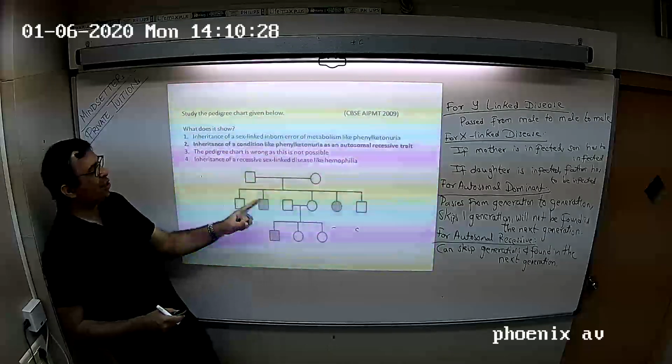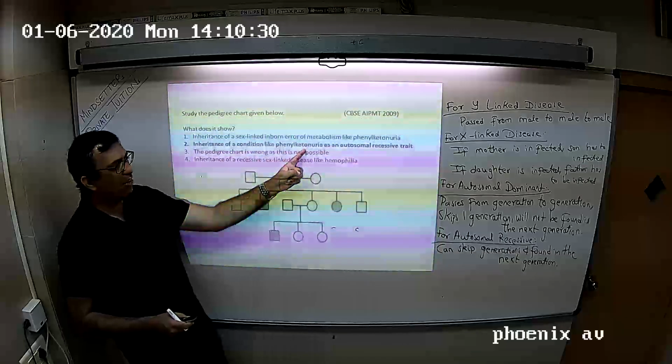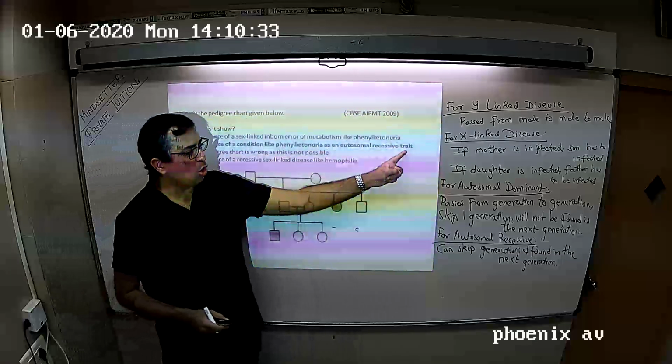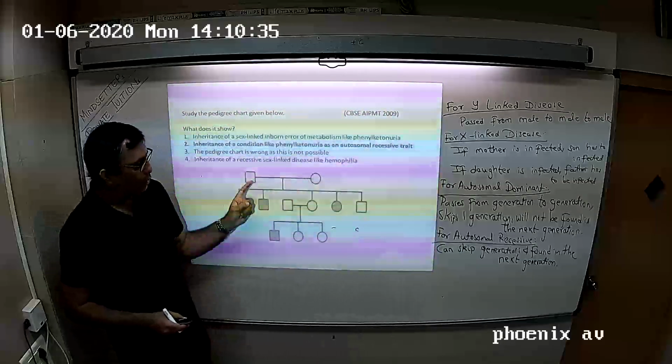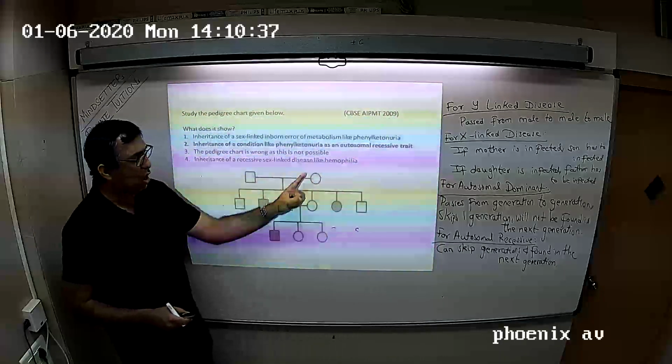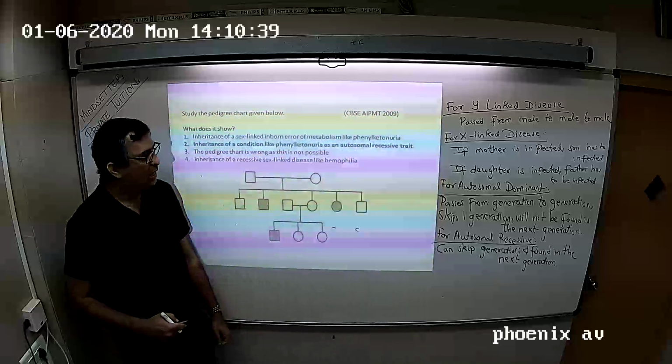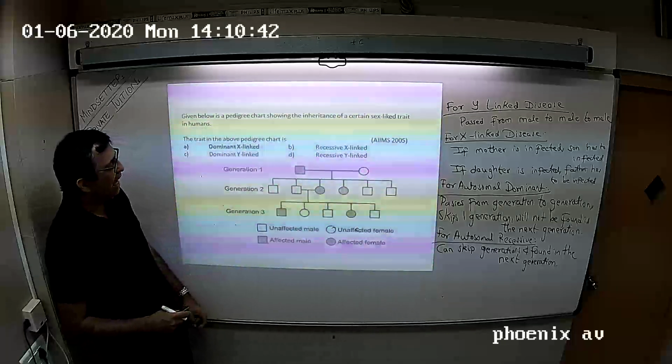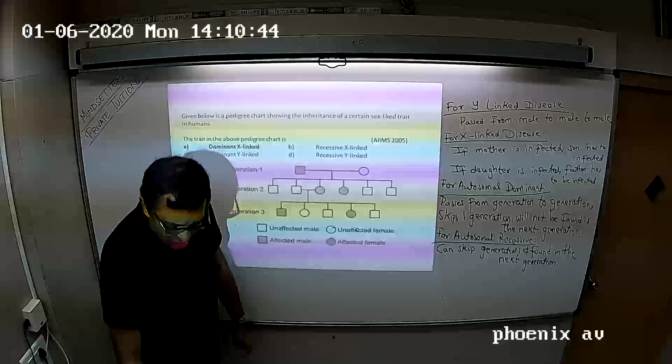So what is this pedigree chart? Inheritance of a condition like phenylketonuria, which is an autosomal recessive disorder. So this is an autosomal recessive disorder like phenylketonuria. Then we have this pedigree, very nice pedigree. Check this here.